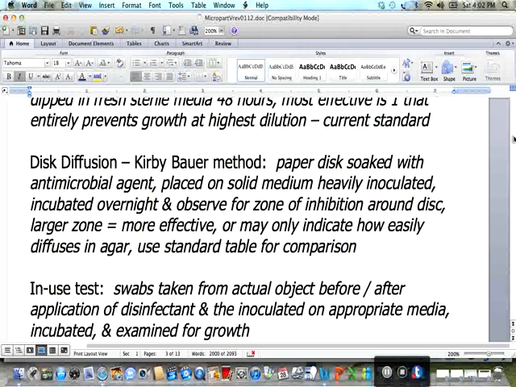The disc diffusion, or Kirby-Bauer method, uses paper discs soaked with an antimicrobial agent of standardized concentration. The disc is placed on a solid medium which has been heavily inoculated. These samples are incubated overnight and observed for a zone of inhibition around the disc. In general, a larger zone is more effective, but may only indicate how easily the substance diffuses in agar. A standard table may be used for comparison.